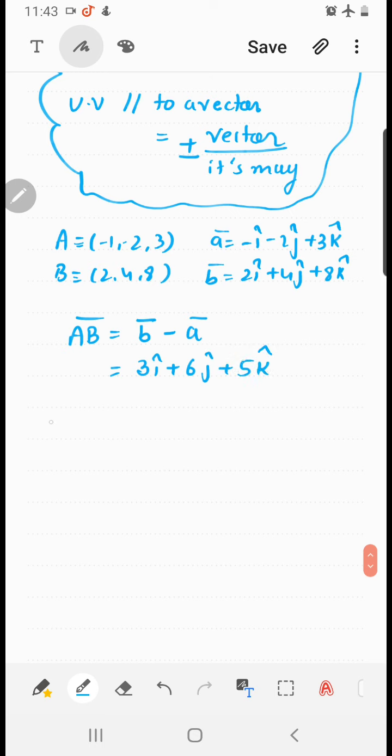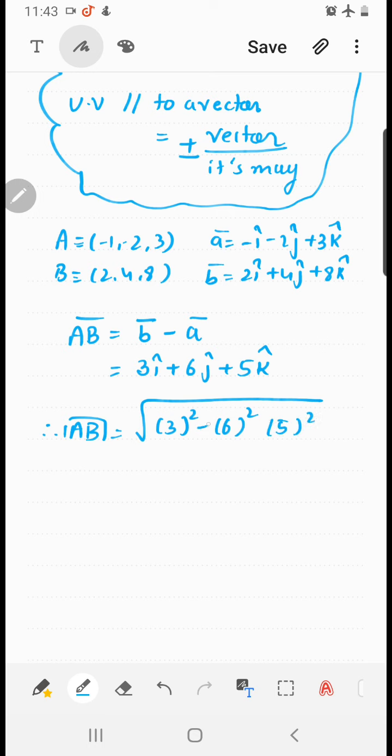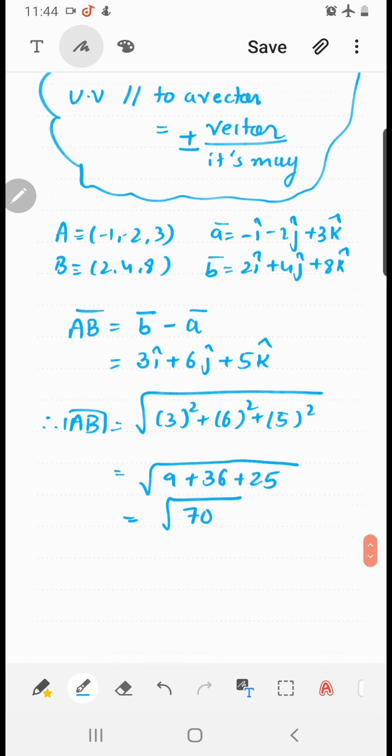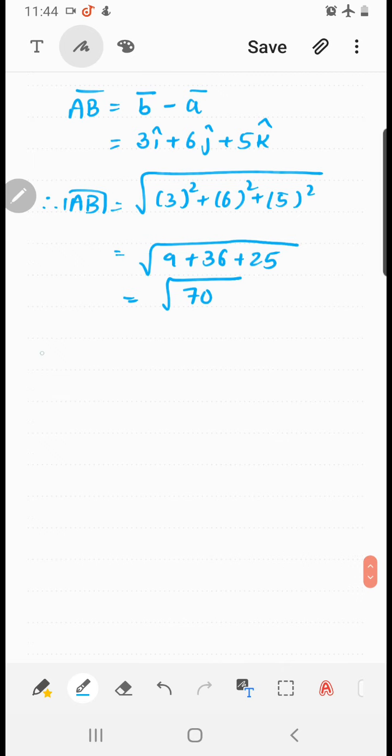Now I'll go for the magnitude of AB bar. What is the formula for magnitude? Under root of the coefficients squared and added. So what is 3 square? It is 9. 6 square is 36, and 5 square is 25. So 25 plus 9 is 34, 34 plus 36 is 70. So you get root 70 as the answer. Fine. So magnitude is ready, this is ready, but I want the unit vector.